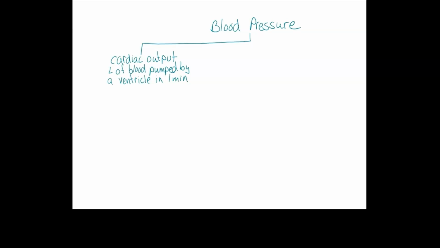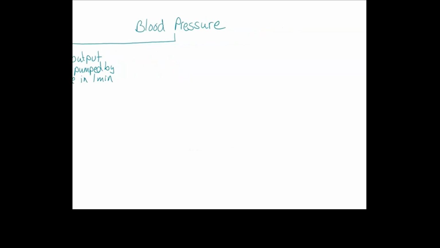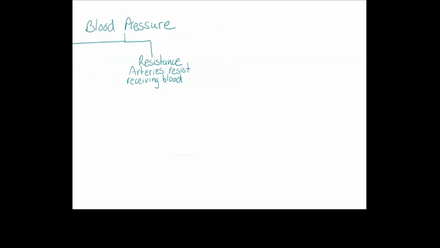Our second factor is resistance. We learned about this in an earlier video in this chapter. Arteries resist receiving blood from the heart, and the heart must work to overcome this resistance.